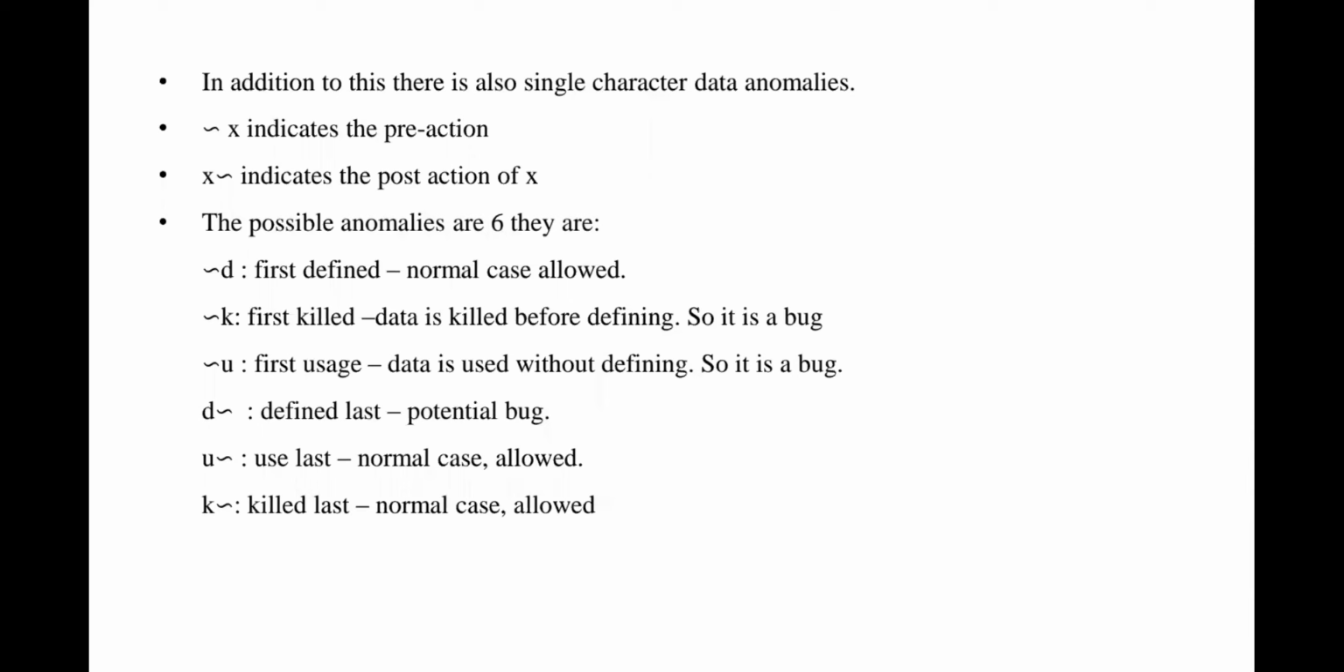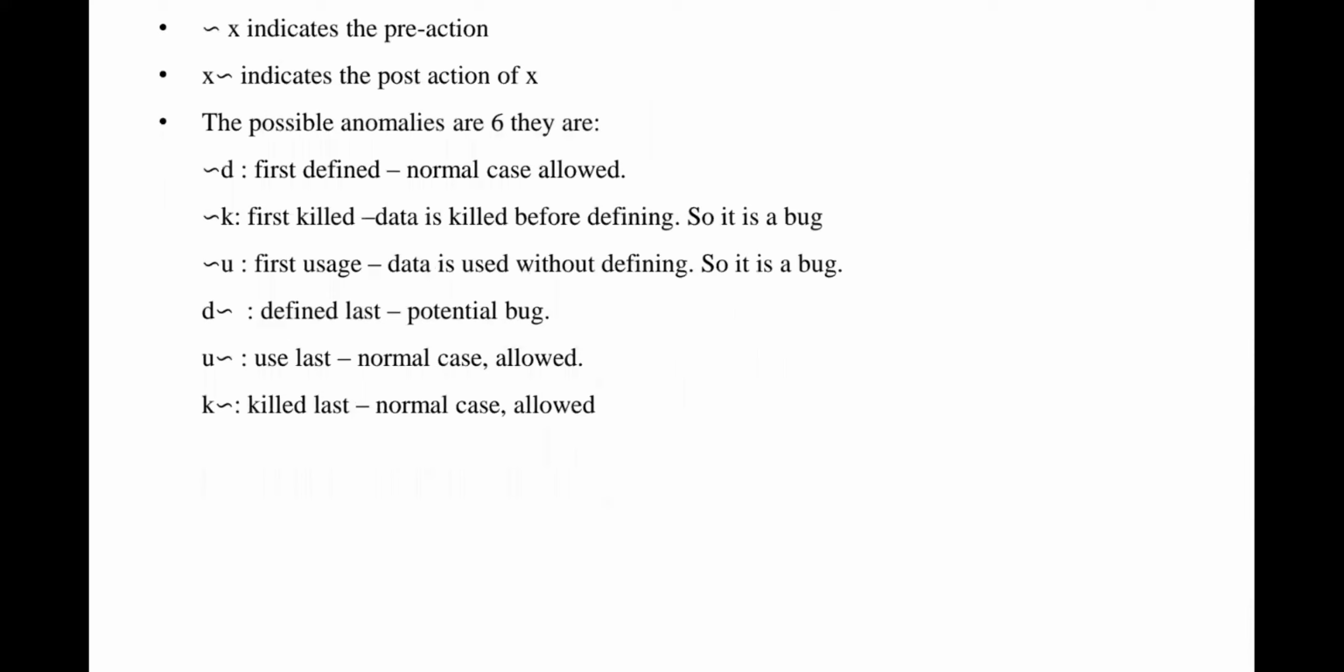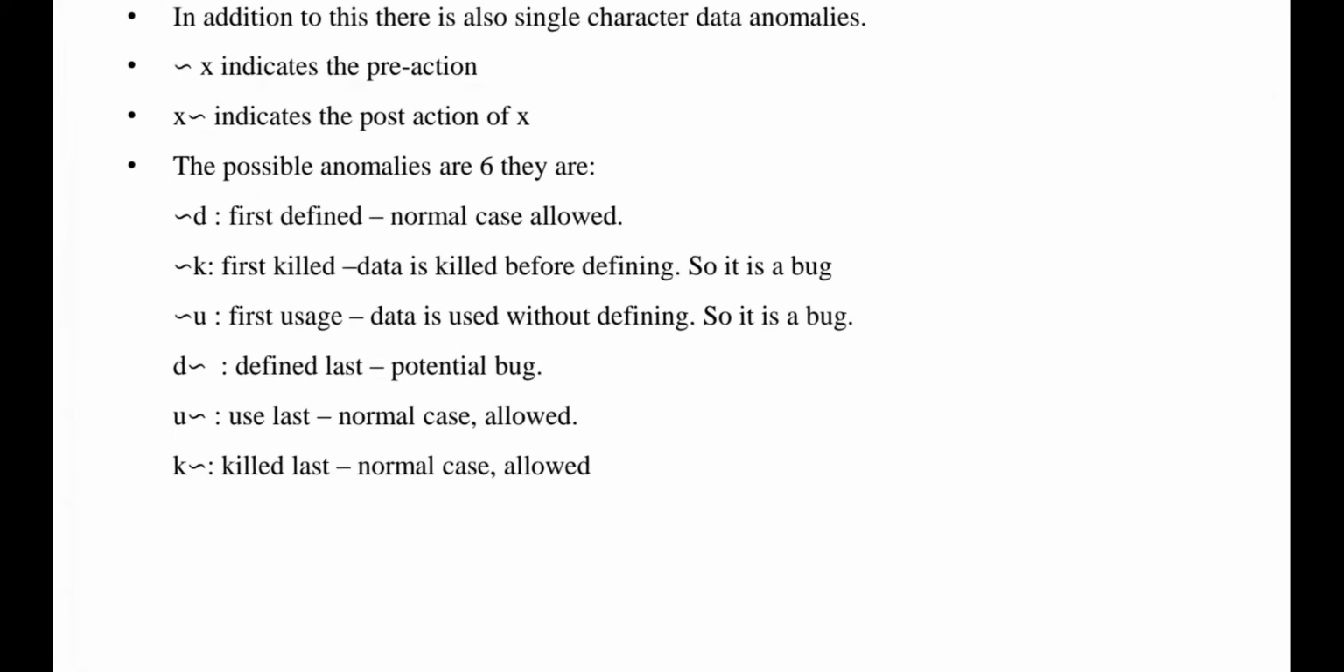Okay. First one is negation D. First defined is the normal case, allowed. Negation D means pre-action. First defined. Next is negation K, first kill. When you are mentioning the negation before the data object, then it is called pre-action. That's why first comes.